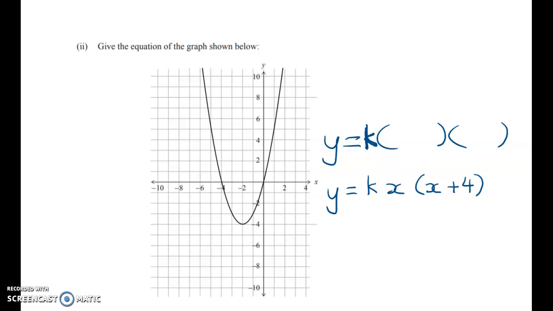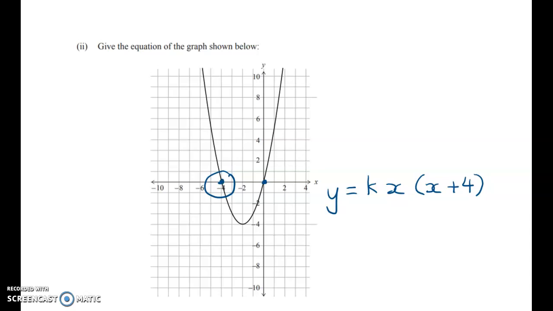Well, the whole point of these intercepts is that when x is 0, the value of y is 0. And so when x is -4, we get -4 plus 4, which gives me 0. 0 times all of this will give me a y of 0. All I have to do now is to find my scale factor. In other words, how stretchy is this parabola?